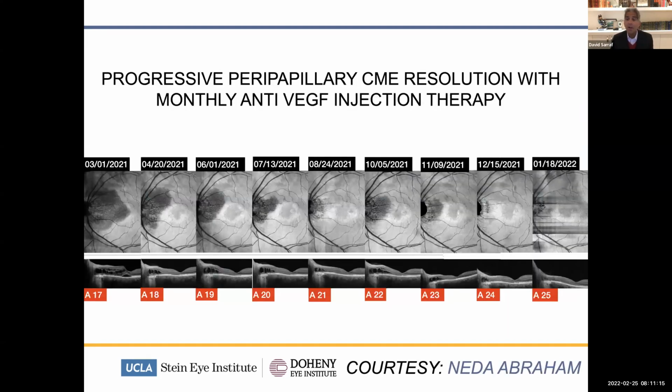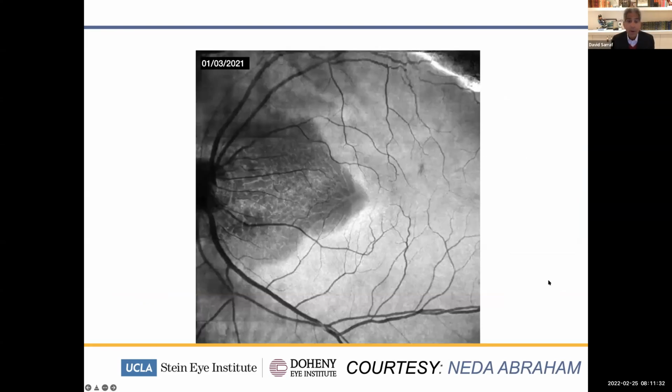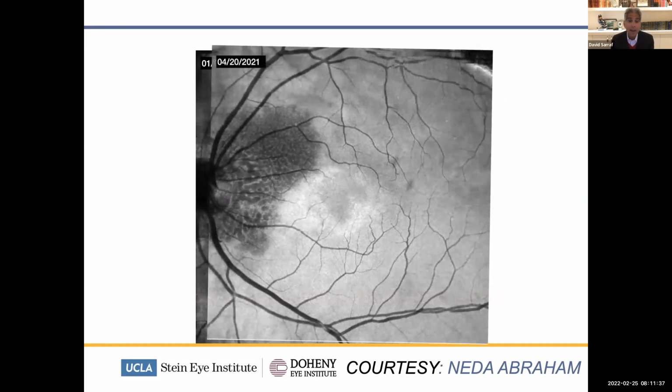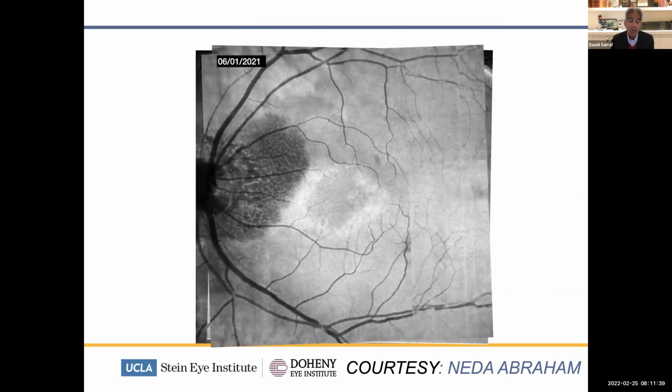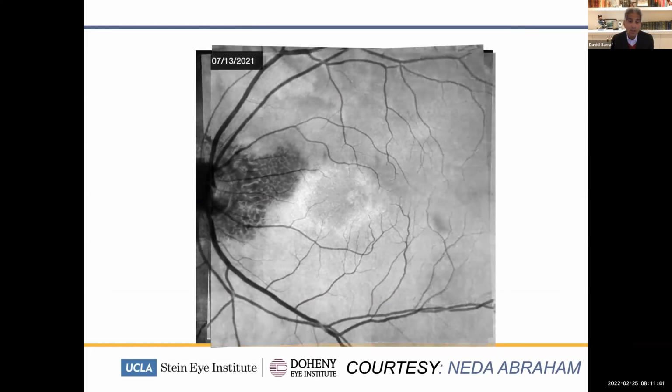And here's his other eye. Again, here's the intraretinal and subretinal fluid to start. With repeated monthly injections, you can see resolution of the fluid on both the en face OCT and the cross-sectional OCT. And here's the time-lapse video, really illustrating that dramatic resolution the best, associated with the monthly Eylea injections.